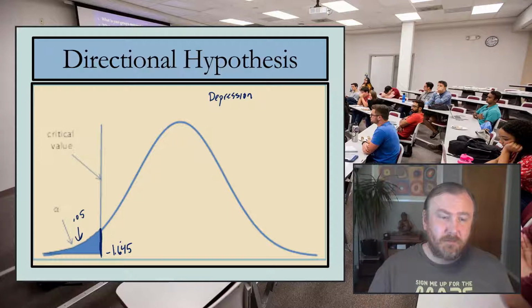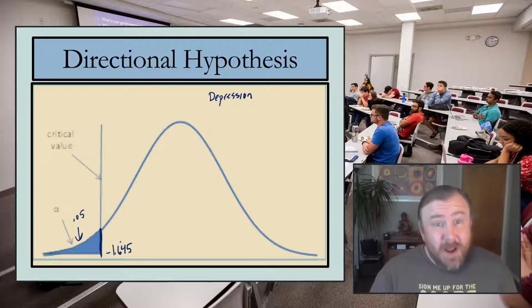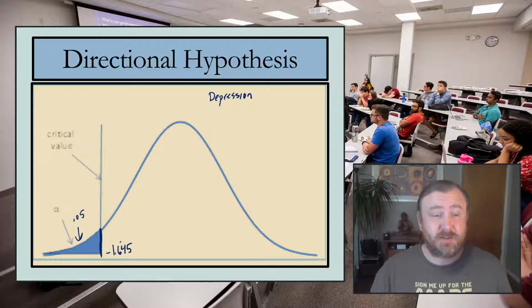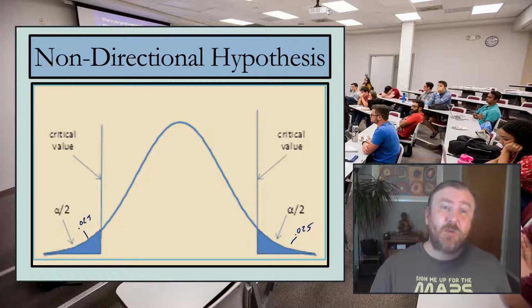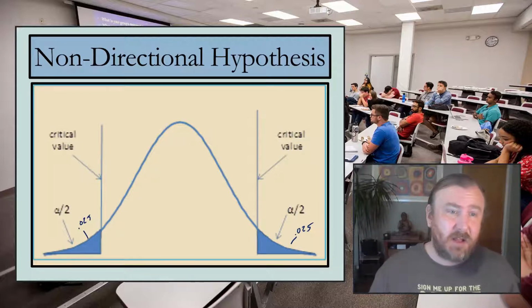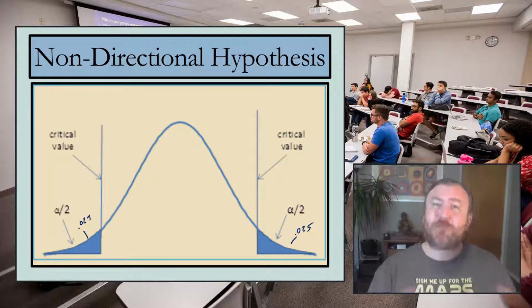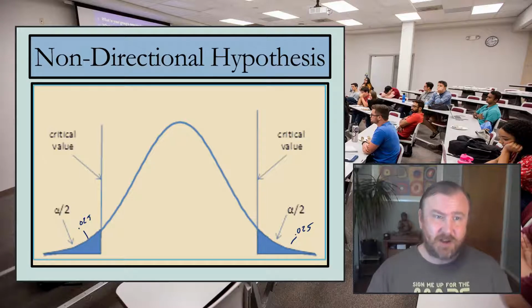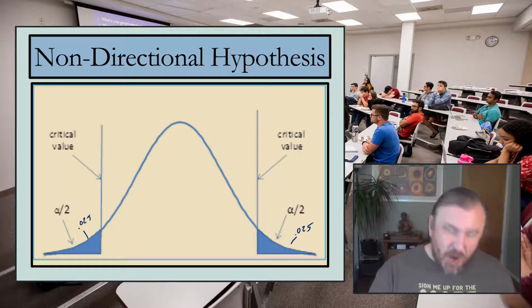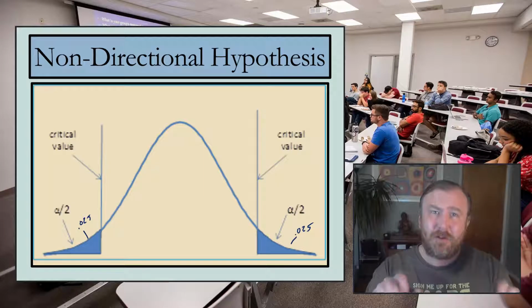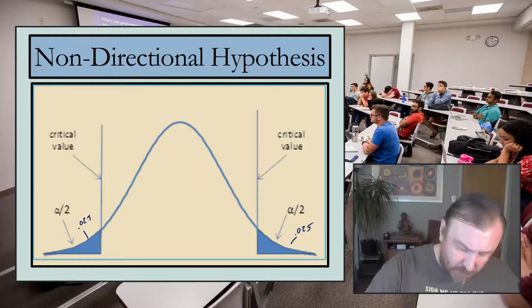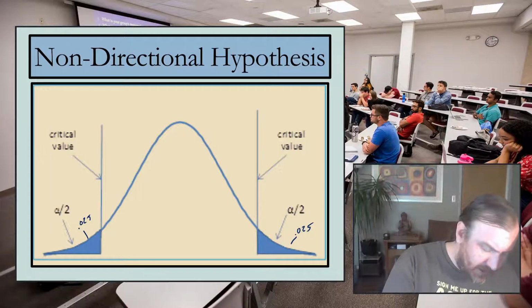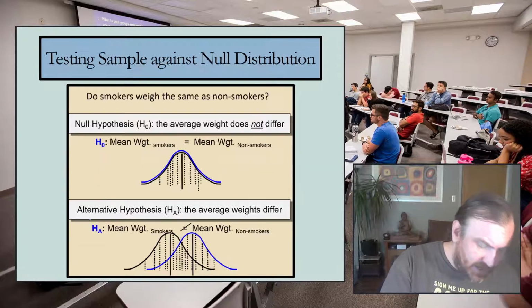Oftentimes, most of the time, we might not have a specific hypothesis. Sometimes we might think, I don't know if it's going to be higher or lower. I just want to see, is it different? And in that case, you're dealing with something called a non-directional hypothesis, where we split the level of alpha so that 0.025 is in one tail and 0.025 is in the other tail.